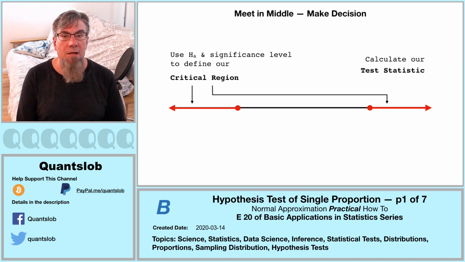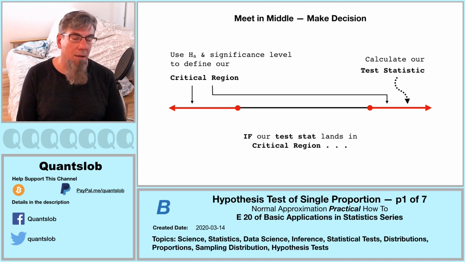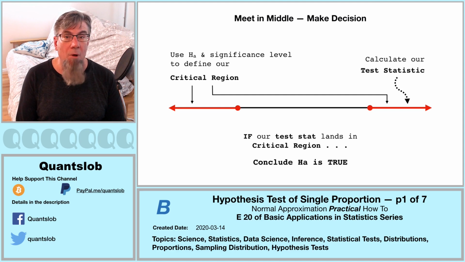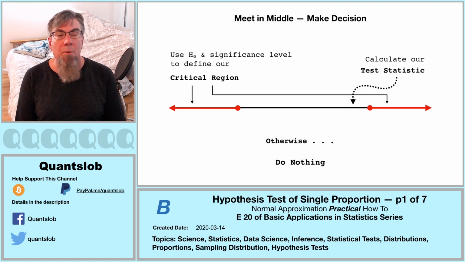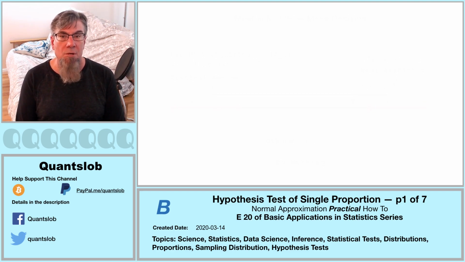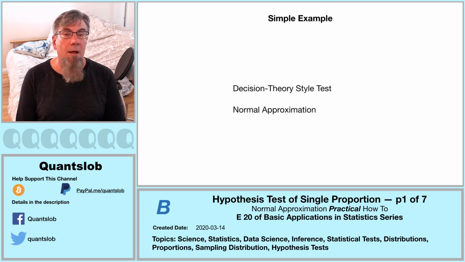Does our calculated test statistic land in the critical region? If so, we reject our null hypothesis in favor of our alternative hypothesis. Otherwise, if our calculated test stat lands outside our critical region, we do nothing. So what we're going to do here is set up a simple example of using the normal approximation to perform a statistical hypothesis test of a single population proportion. Then upcoming in this mini-series, we're going to drill into the details and offer a few more examples. So let's just try it out here.